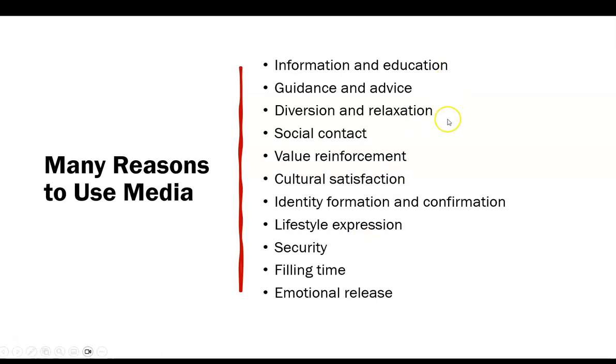So I'm not going to talk through all of these, but you could definitely refer to these in the discussion question as you think about what types of media outlets exist and what are the gratifications that people are trying to fulfill by using them.